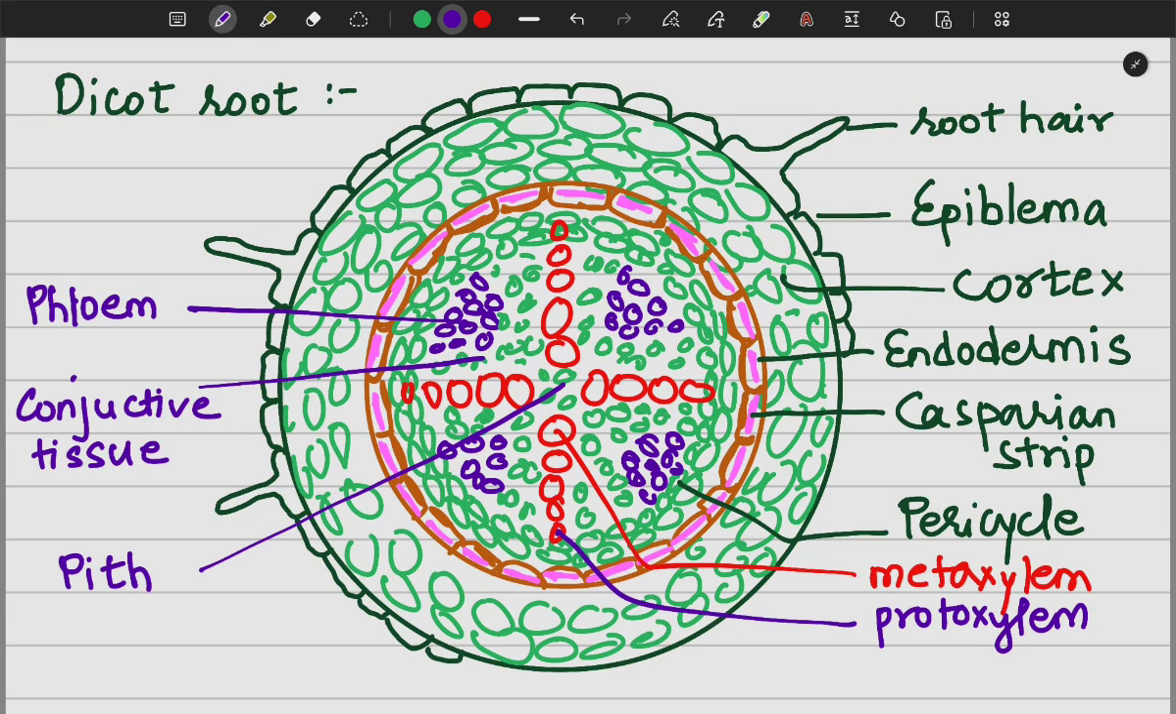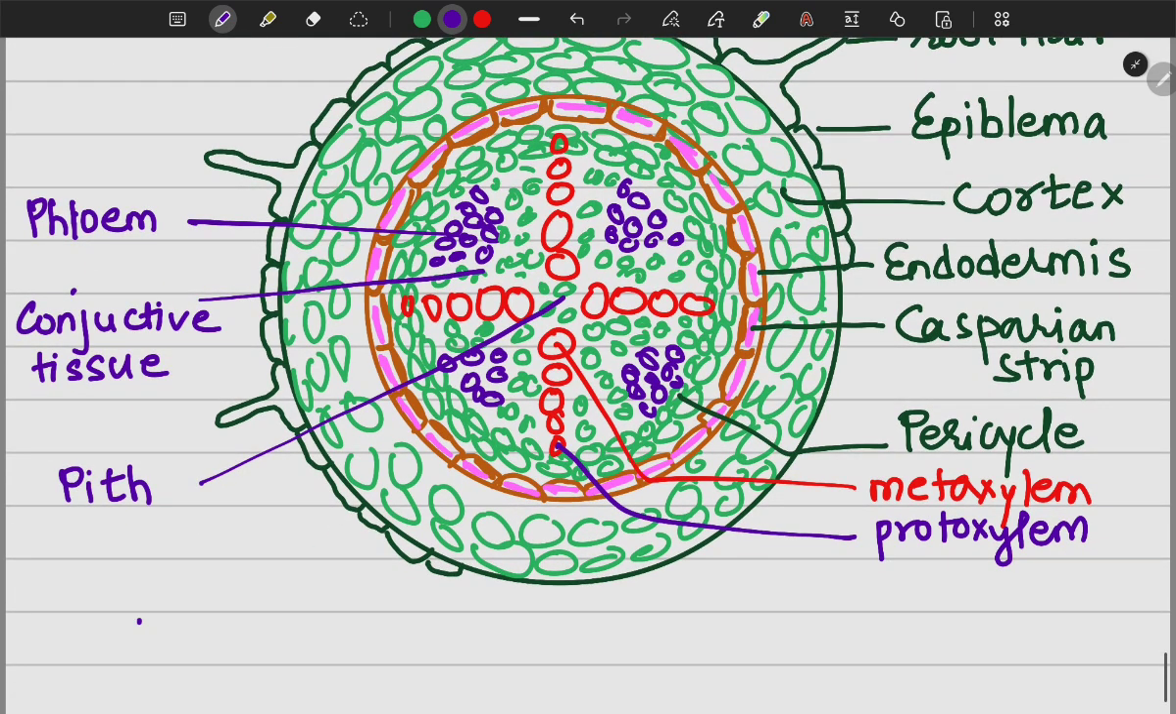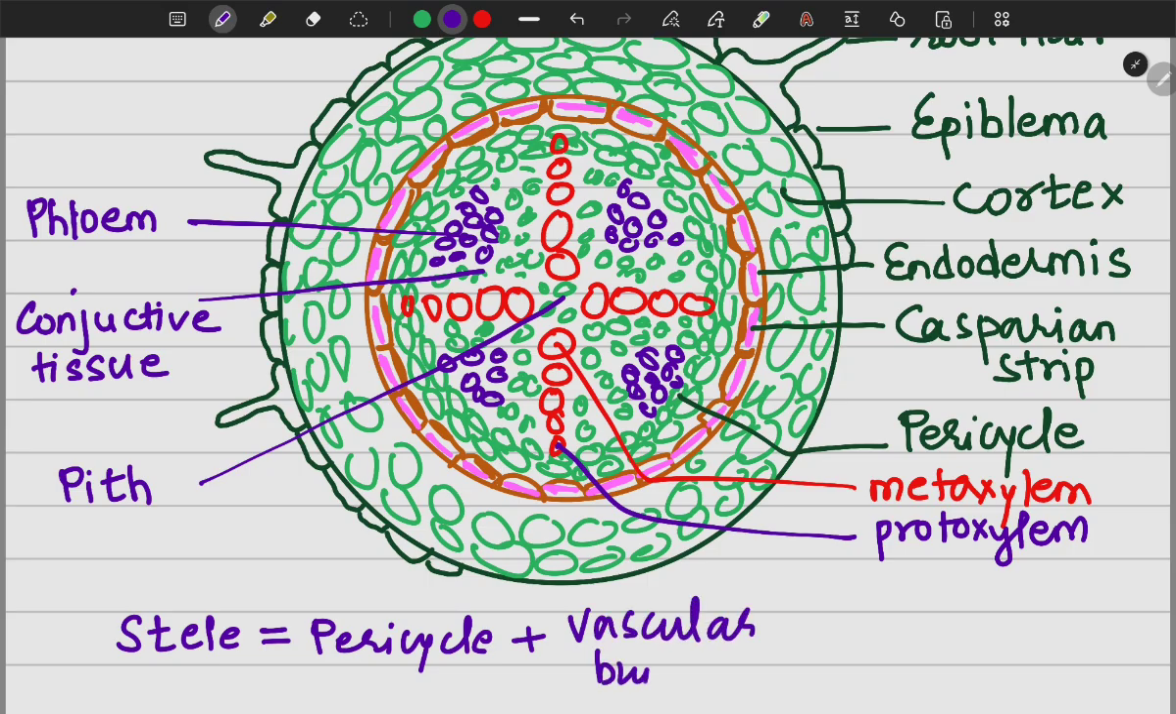Alright, and the area from the pericycle to the pith, that is pericycle plus vascular bundles plus pith, together forms stele. So let me write here. What is stele? Stele is pericycle plus vascular bundles plus pith. So these three layers, pericycle, vascular bundle and pith, are together called stele.